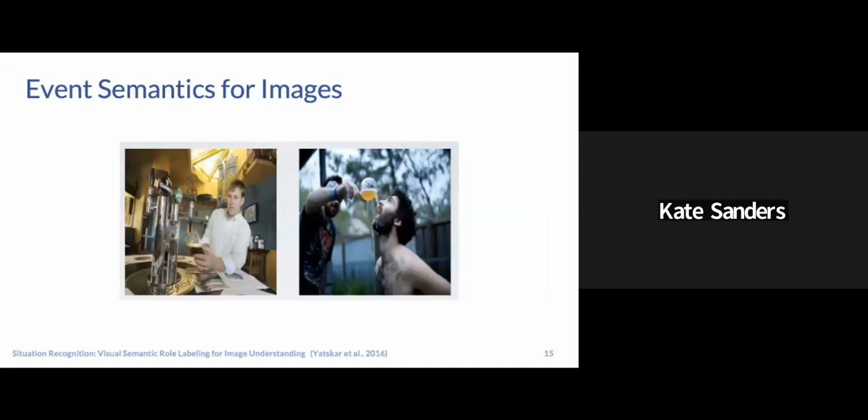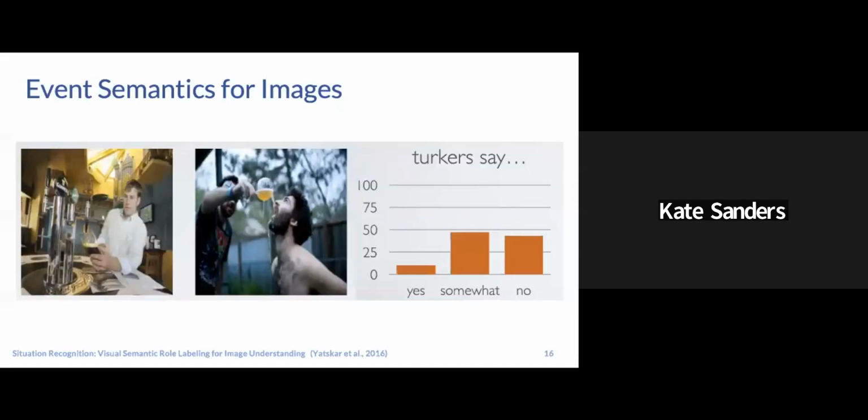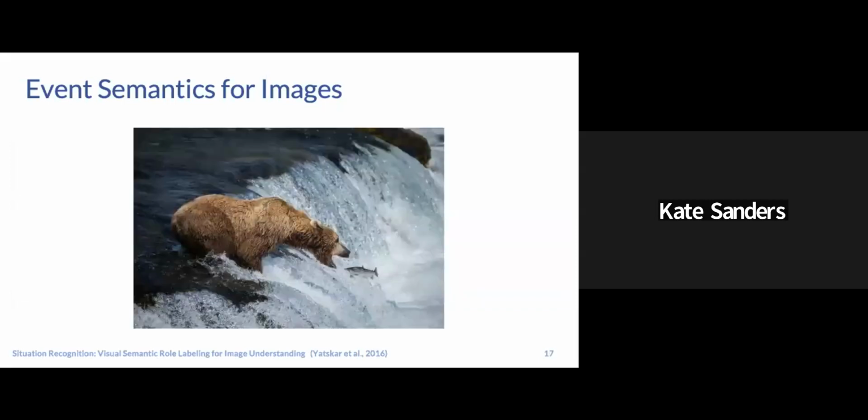For some quantitative data, as supporting evidence, I'm stealing an example from a talk given by Mark Yatskar. Both of these people are pouring beer, and in the event classification framework would be considered the same event. However, when 100 AMT annotators were asked, "Is the same thing happening in these images?", the majority indicated that it wasn't necessarily the case, indicating that the answer to the great event semantics question, "What's happening here?", is different for these 2 images for a lot of people.